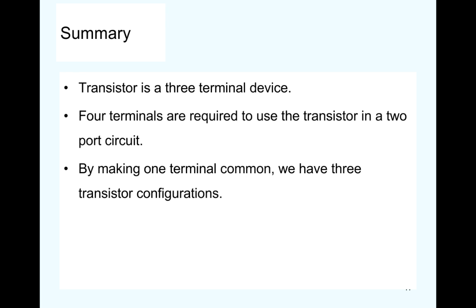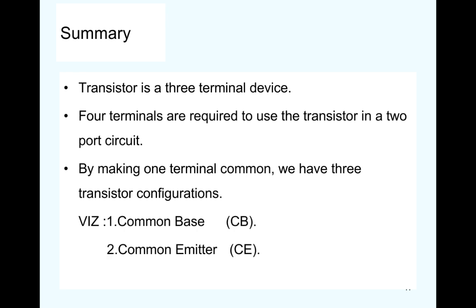So by making one terminal common, we have 3 transistor configurations. What are they? Common base, common collector, common emitter configurations. So from this what we understood, transistor is a 3-terminal device, but to make the transistor work like an amplifier, the transistor is operating in 2-port mode.